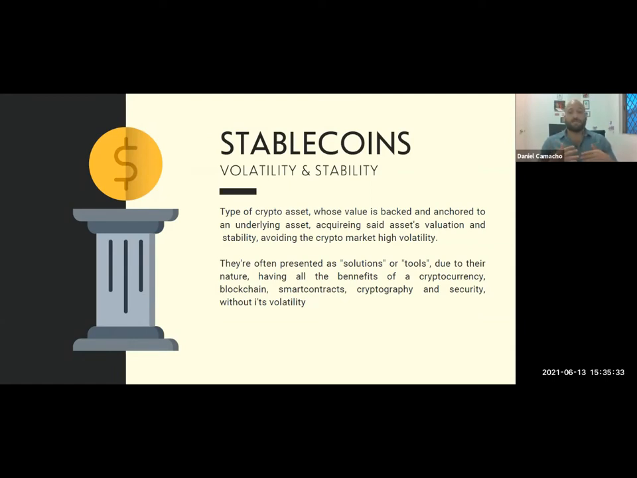So stablecoins are often presented as solutions or tools due to their nature, having all the benefits of a cryptocurrency, I mean blockchain, smart contracts, cryptography, and of course security, without its volatility. That's why they are so widely accepted and praised. But there are different kinds of stablecoins that we have to understand, know, and consider when we are approaching these kinds of projects.